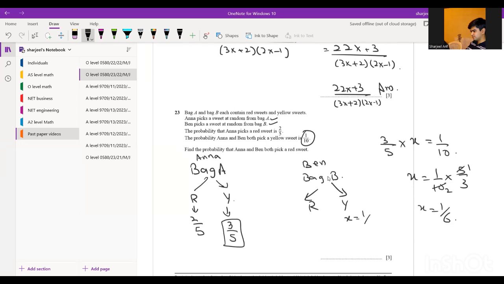So if x is 1 by 6, this means the probability of yellow sweets in bag B is 1 by 6 and the probability of red sweets will be 5 by 6. We have to find the probability that Anna and Ben both pick a red sweet. So red sweet in bag A into red sweet in bag B, that would be equal to 1 by 3. That is our answer. That's the whole paper. Thank you.